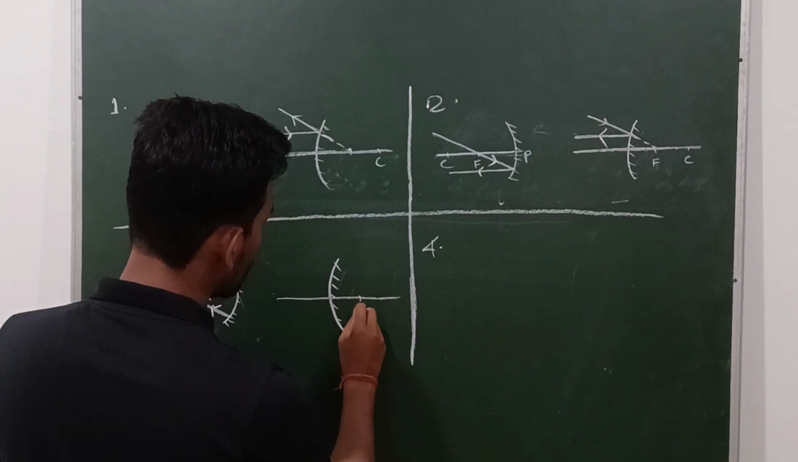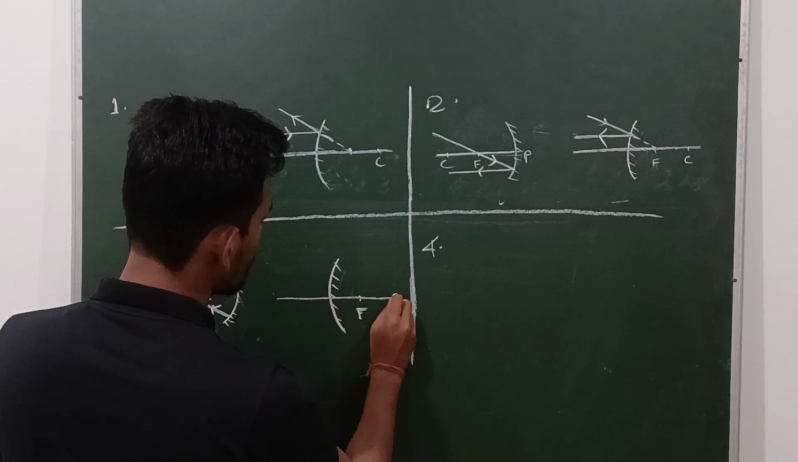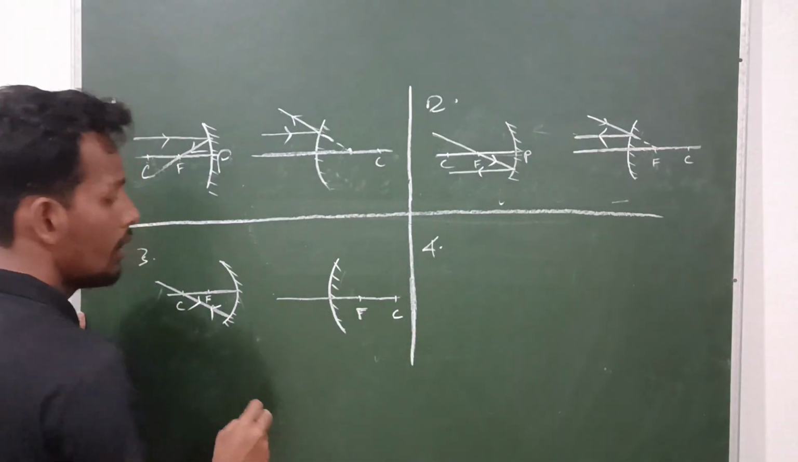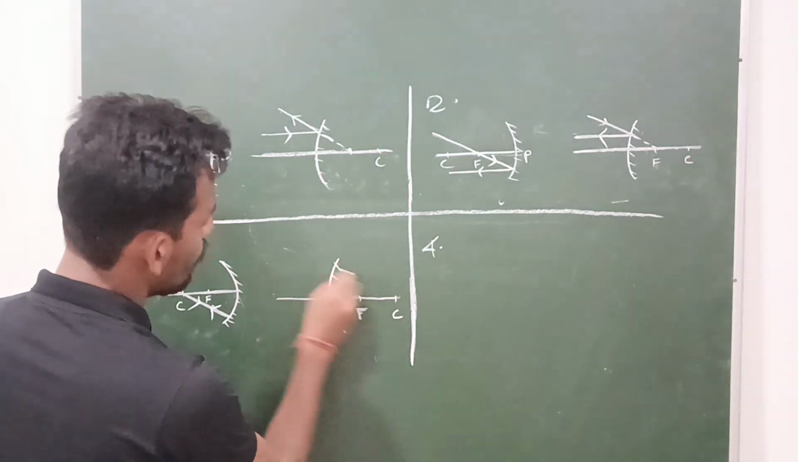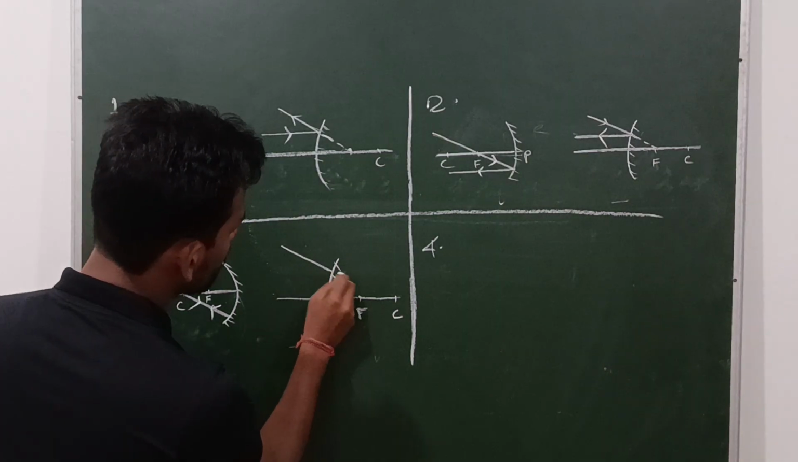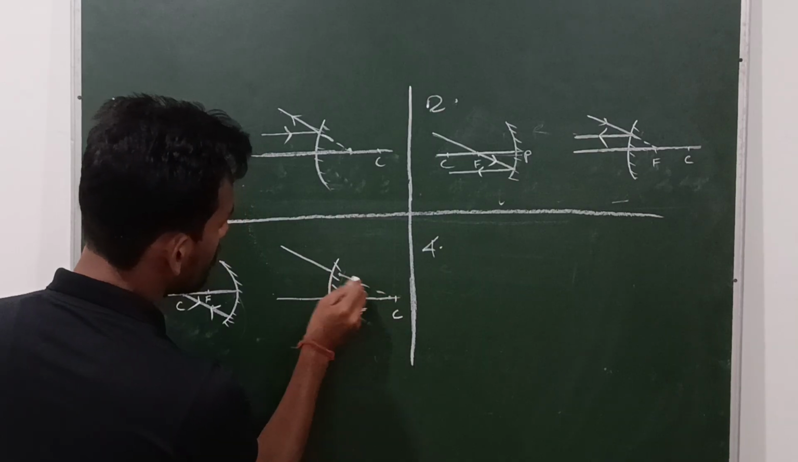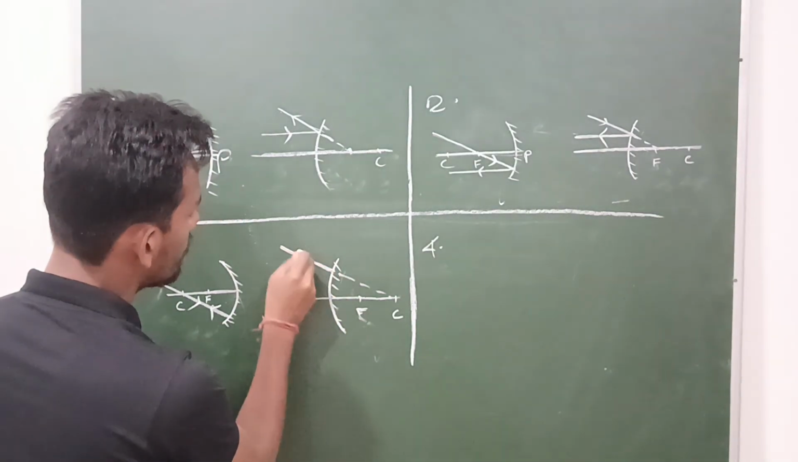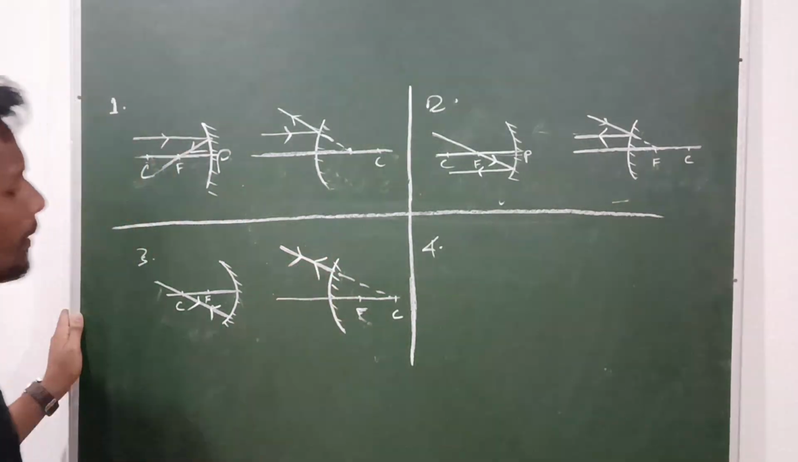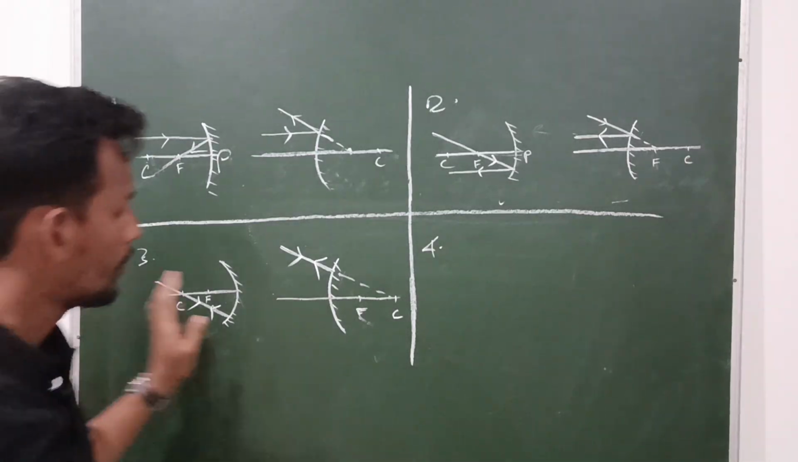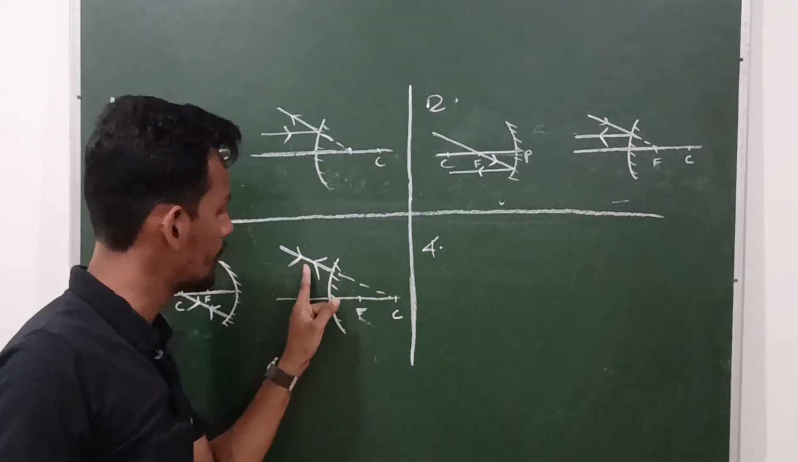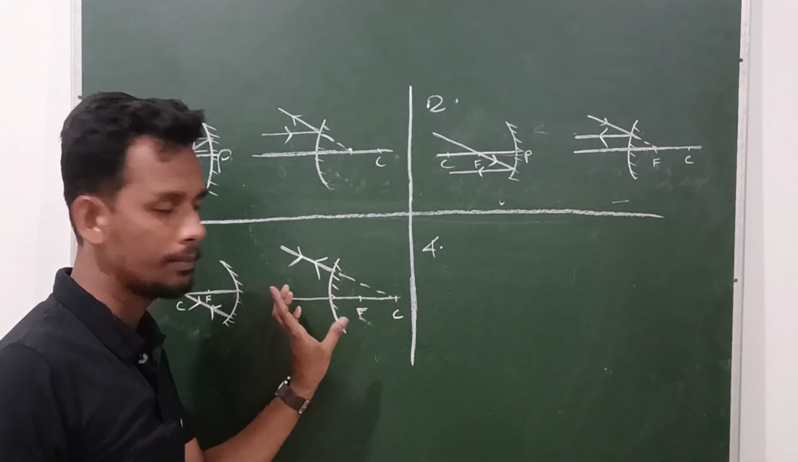Now this. In case of convex, this is focus, this is center of curvature. So here, if a ray looks like it is coming towards the C, towards the center of curvature, after reflection it will move back by the same path.